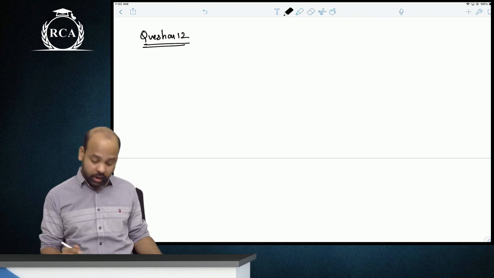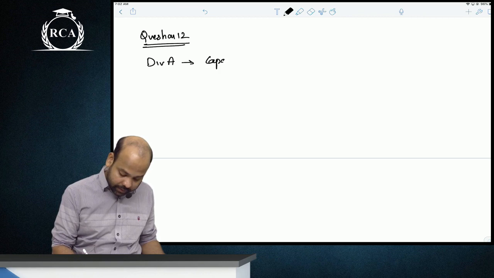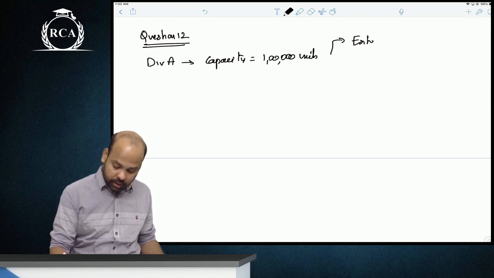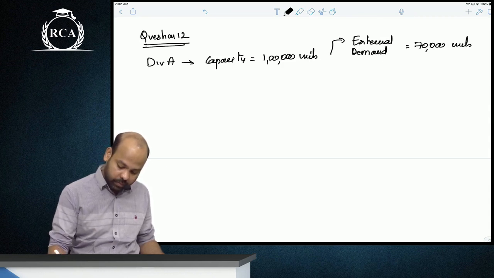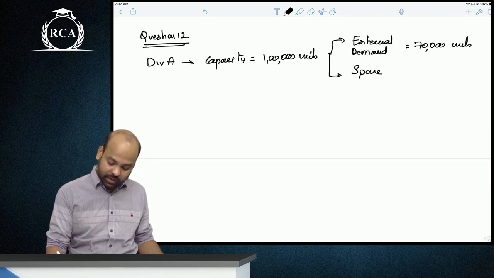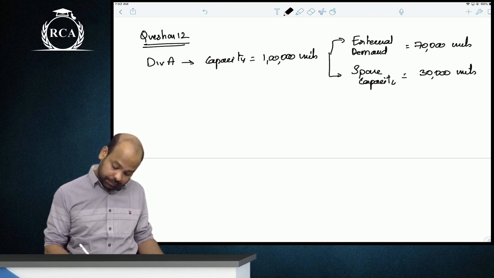Division A and Division B. So, Division A: capacity is 1 lakh units. External demand is for 70,000 units. Spare capacity, I'm just writing the given information, is 30,000 units.